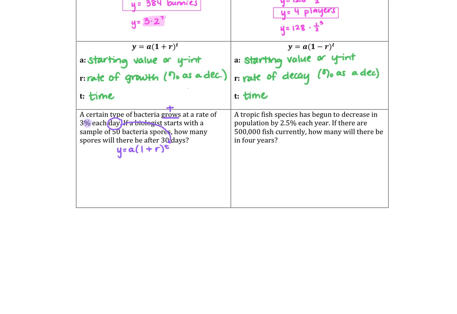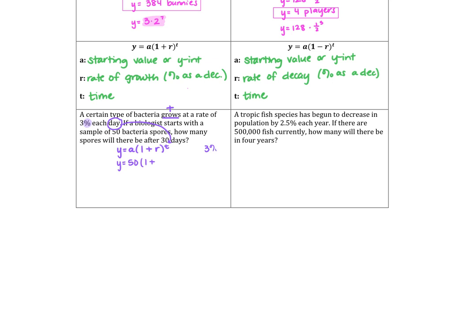Now I'm going to go ahead and look at my equation. I'm going to plug in what I know. It says if a biologist starts with a sample of 50 spores, so remember that's my starting value, so that's my a. It's always going to be a 1 right here. And then my rate is 3%.